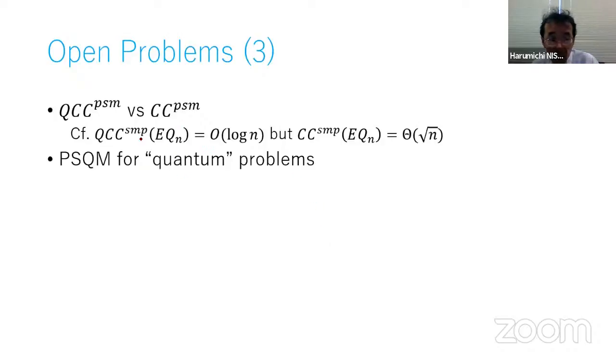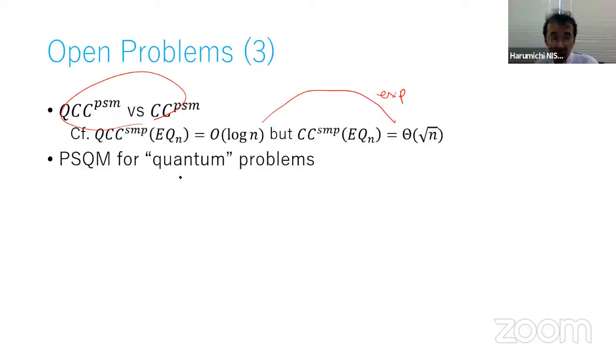Finally, we have an open problem: quantum communication complexity of PSM versus classical communication complexity of PSM. Of course, with no security condition, these two have an exponential gap. So for the PSM case, finding any exponential gap or some gap would be a very good result.